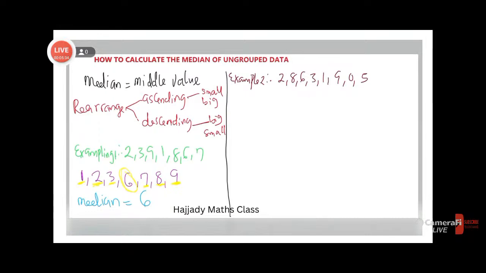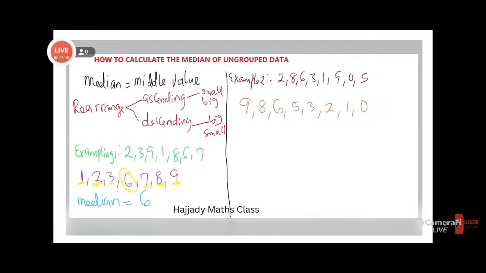And here the highest is 9. So we are having 9. Then followed by 8, followed by 6, followed by 5, then 3, then 2, then 1, and 0. Let's count to be sure that we have the same digit: 1, 2, 3, 4, 5, 6, 7, 8. Good. If you use ascending order, you're still going to get the same answer. Just to show that either way, you're still going to get the same answer.